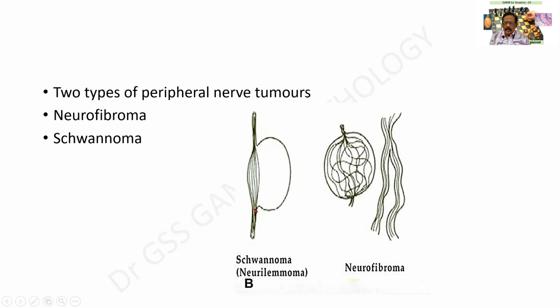Whereas there is another tumor which is eccentric and to the side. It arises from the nerve sheath. It is called a schwannoma or neurilemmoma. Both are the same and you need not get confused.